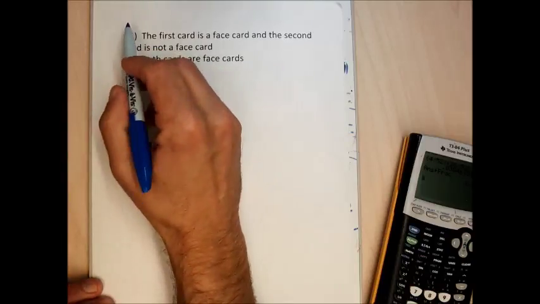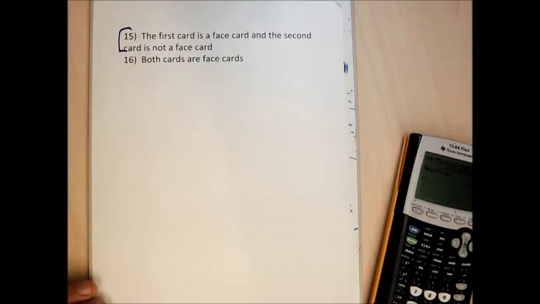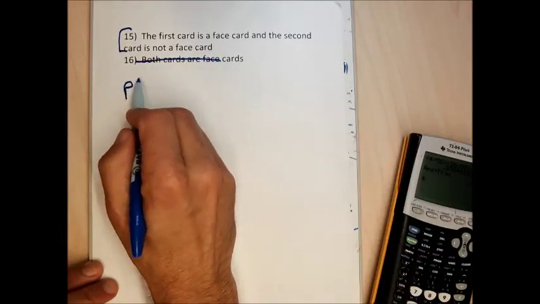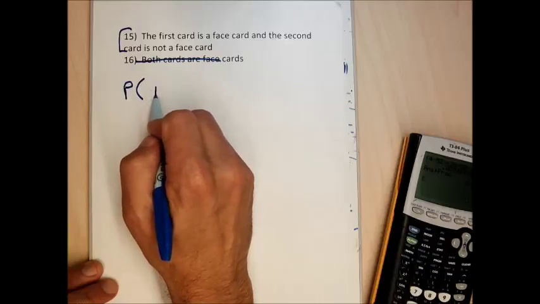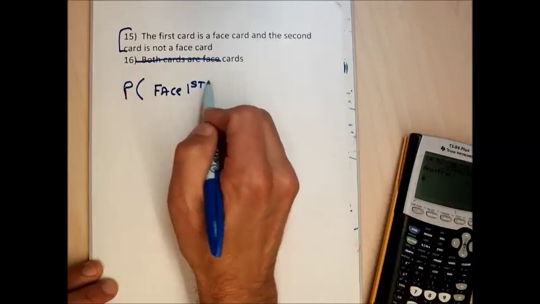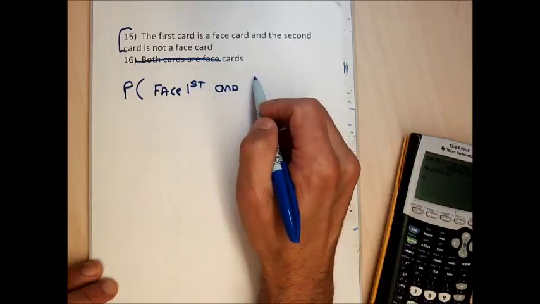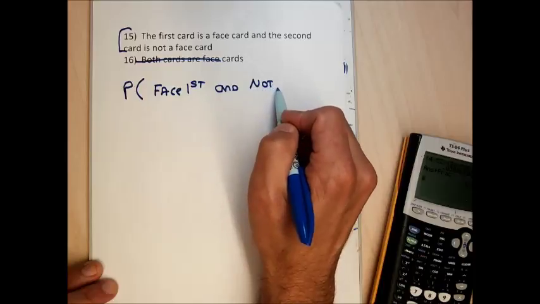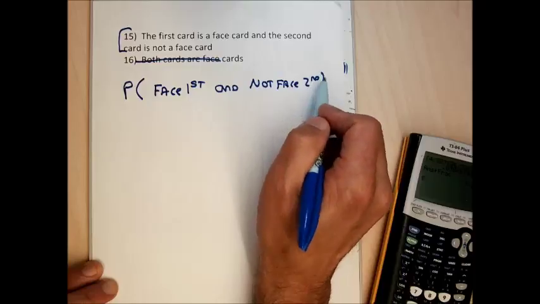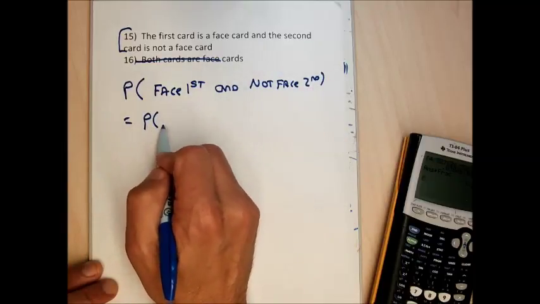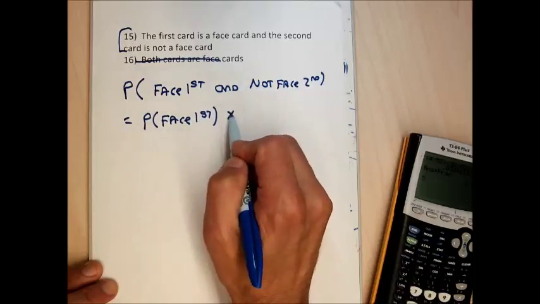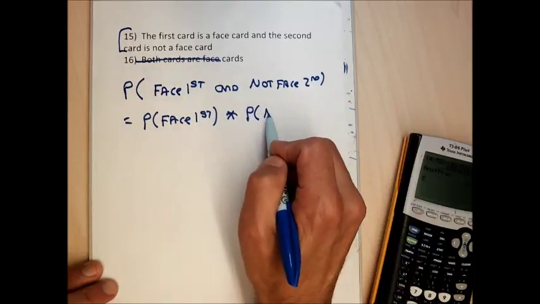Let's look at 15, because that might be tricky. These face cards are the jacks, queens, and kings. So let me work on 15 with you. For 15, I want the probability that the first card is a face card, and the second card is not a face card. It's not a jack, queen, or king. I can do that by finding the probability that the first card is face times the probability that the second card is not face.